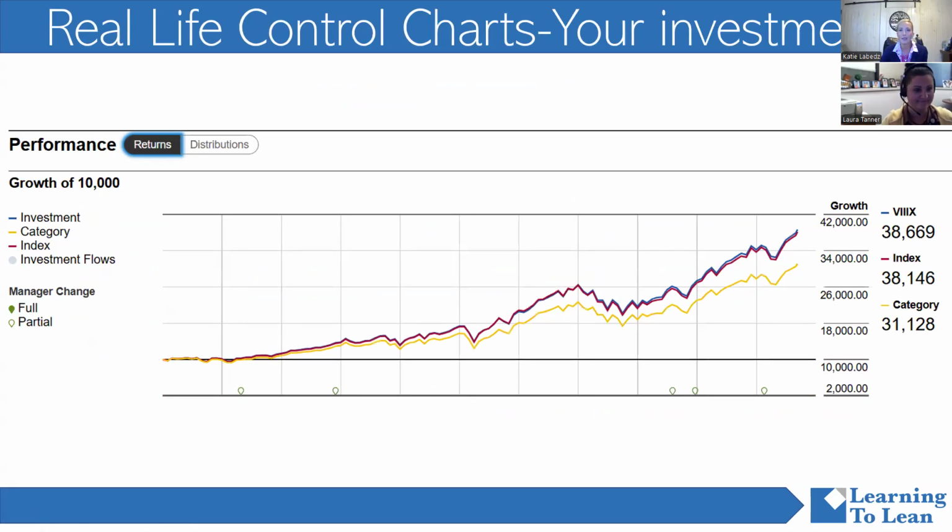Real life control charts. If you make investments, go on your 401k. This is what I did this morning. I went on my 401k and I was like, okay, I need a control chart. They aren't very good at showing your upper and lower control limit, though that's on there. They don't really show the average line, which would be nice. But this was interesting just to go ahead and look at that this morning to be able to take a look at an investment versus the index versus the category. So it's there. I don't know that people really recognize that that's a control chart.